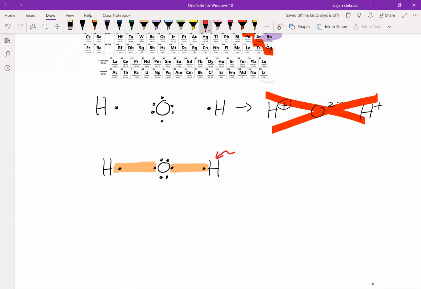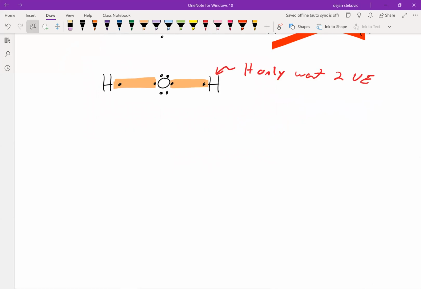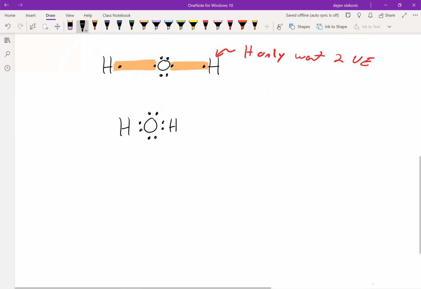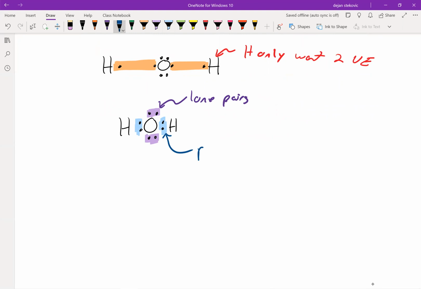Note again that hydrogen only wants two valence electrons, or a duet, to have that filled outer shell. So there's many ways we can depict this. So we can draw it something like this, which we won't draw too much, but let's just go ahead and identify it. So we have the dots above and below oxygen. We call these lone pairs because they're by themselves and they belong to the oxygen only. These dots in between the two elements, between the oxygen and the hydrogens, are what we call a bonding pair.